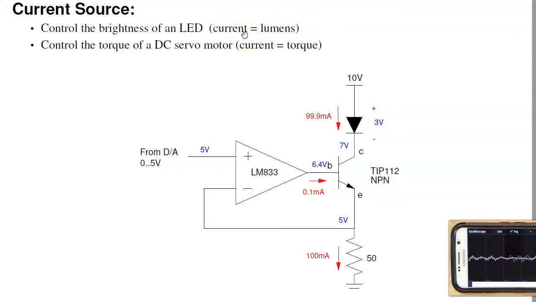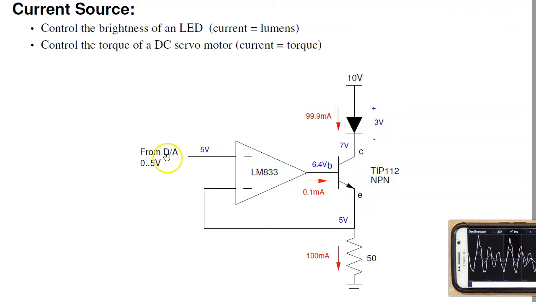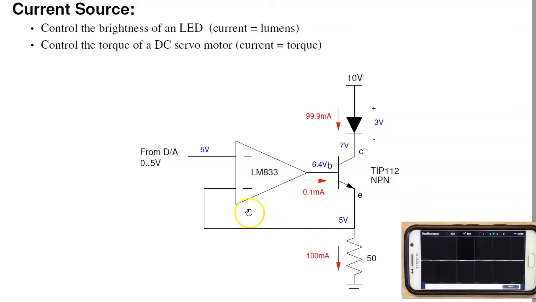Another thing, suppose you want to output current. In Circuits 1, you had current sources. Well, this is the circuit for a current source. This one up here is the circuit for a voltage source. The way this one works is the A to D or D to A converter outputs 0 to 5 volts. That 0 to 5 volts matches up to V minus, so this is 0 to 5 volts.